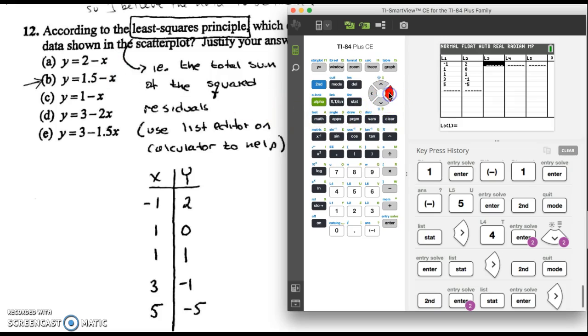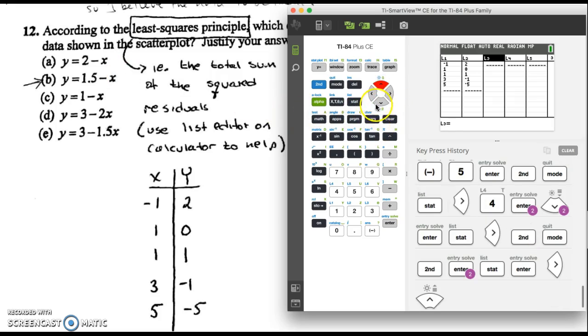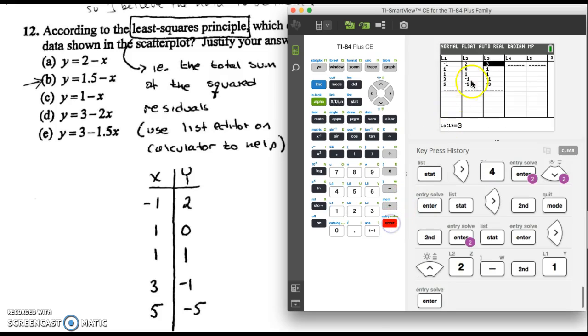So what we're going to do first for list 3 is put 2 minus the x values. So 2 minus, and the x values were list 1, so we're going to hit second 1. So it says 2 minus list 1. So these are all the predicted y values based off choice A as the regression line.